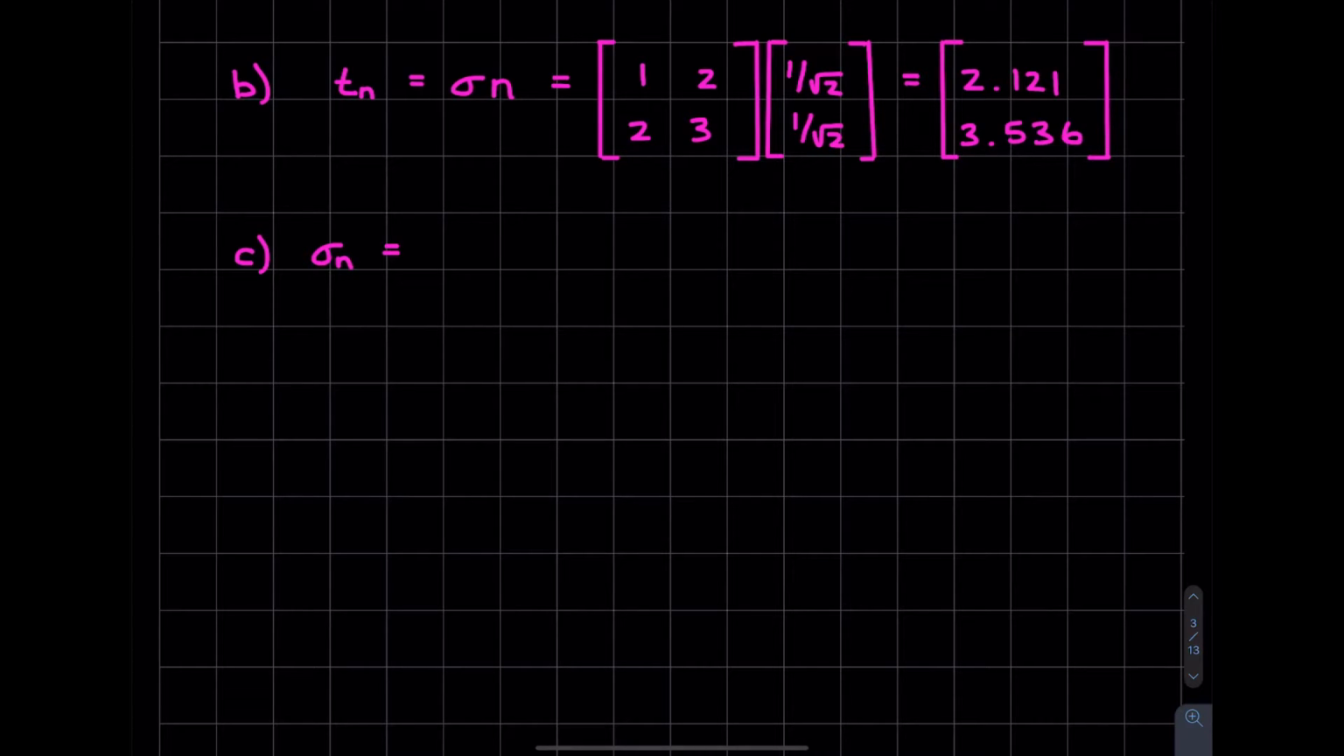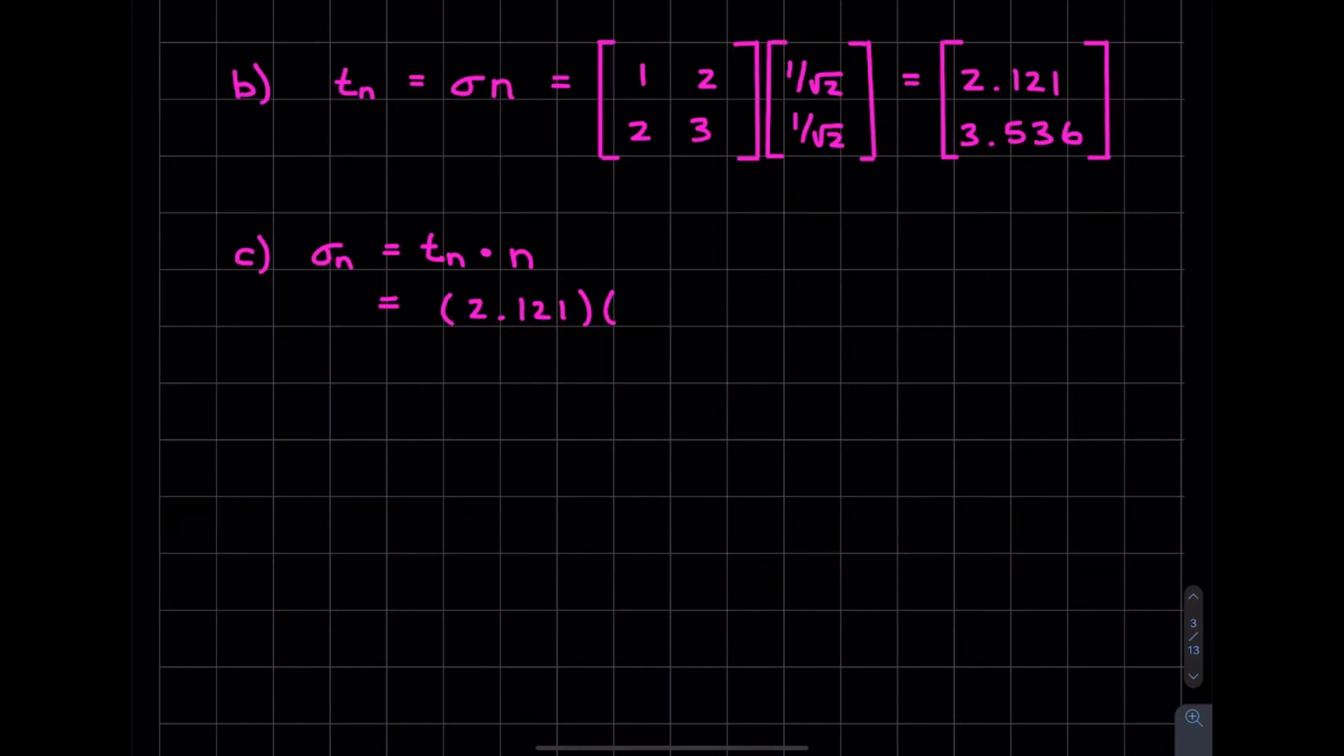Why is it a scalar value? Well, we're taking our traction vector Tn and we're dotting this with our normal vector. Remember, the dot product will give us a nice scalar value, and all we have to do is take the first component of the traction vector and multiply it by the first component of our normal vector. So the first component of our traction vector is that 2.121.